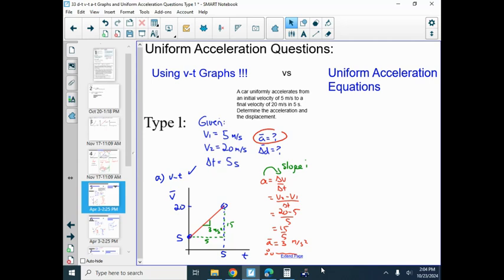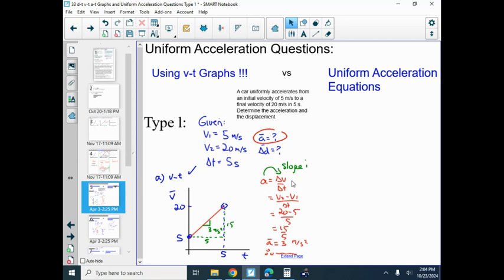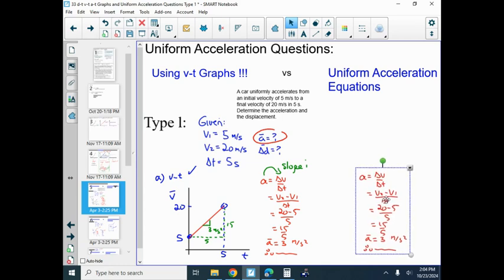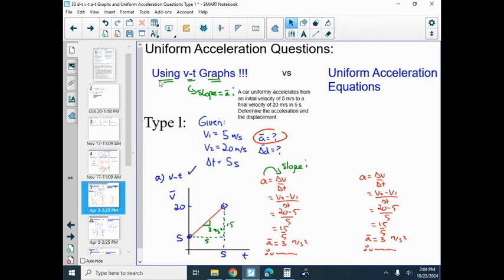Okay. So that is the starting point for us here. I kind of mean to think of this as two different ways, right? With uniform acceleration equations, you're going to have this work from scratch as an equation. In using VT graphs, you're thinking of slope. That's what I want you to just be aware of, so that you can use VT graphs nicely to help yourself through questions.